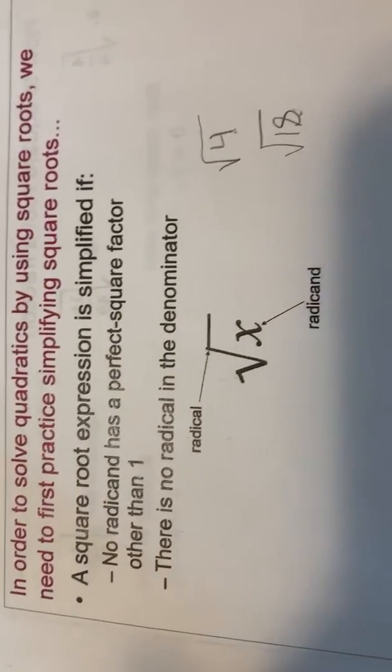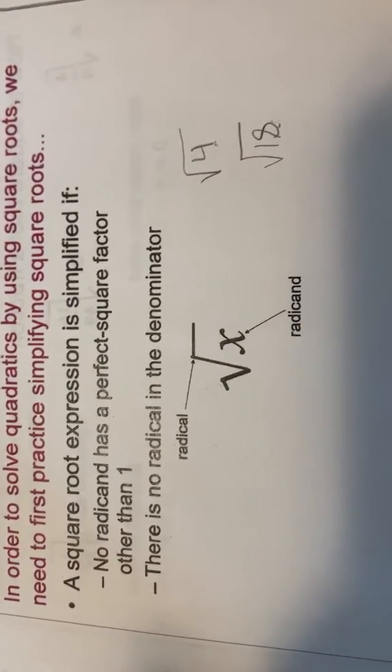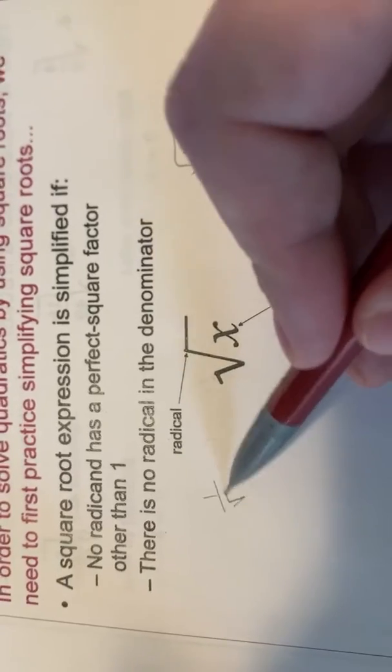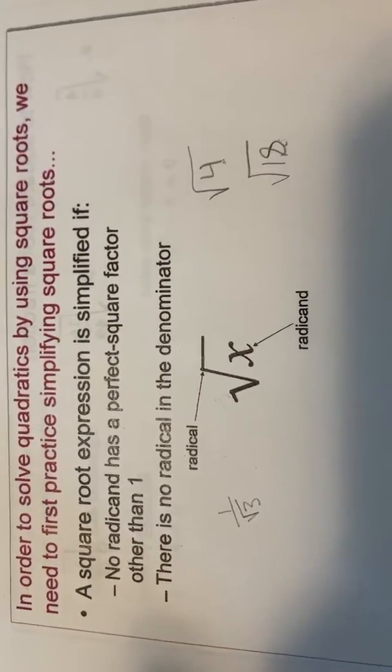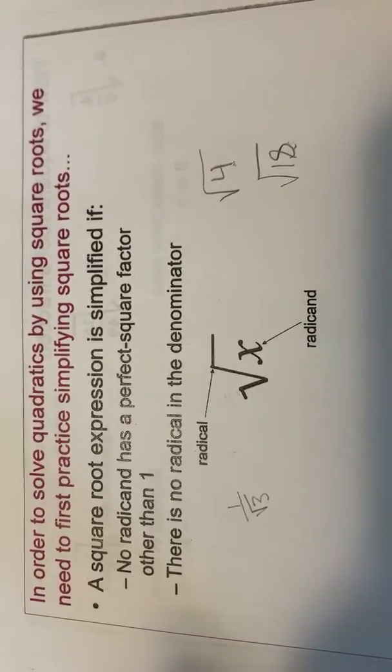Also, you can't have a radical in the denominator. We won't be talking about that much, but just so you know, 1 over the square root of 3 is not an okay answer. You're not allowed to have a radical in the denominator. We deal with that a lot more in Algebra 2.